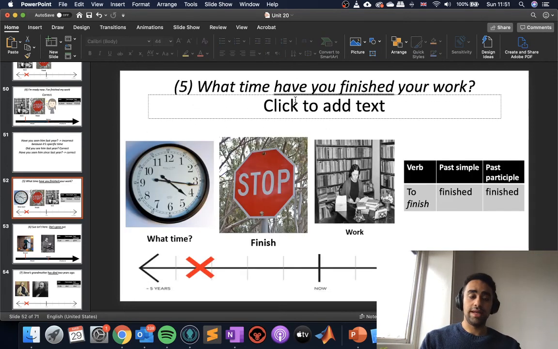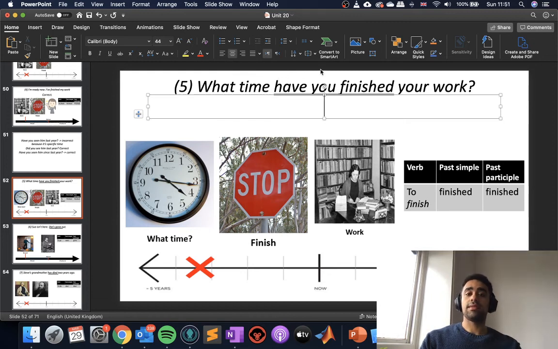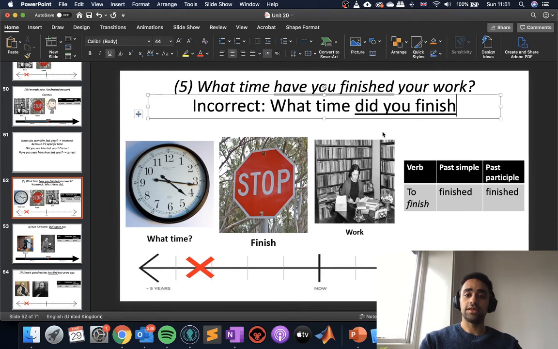So I'll go to my next exercise. What time have you finished your work? So I can see that you finished your work. So this is incorrect because you finished something that happened. Finished always indicates something in the past or something that is done. So this is incorrect, and the correct answer would be what time did you finish your work?